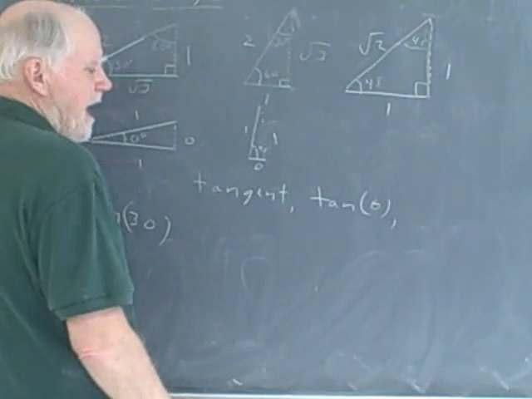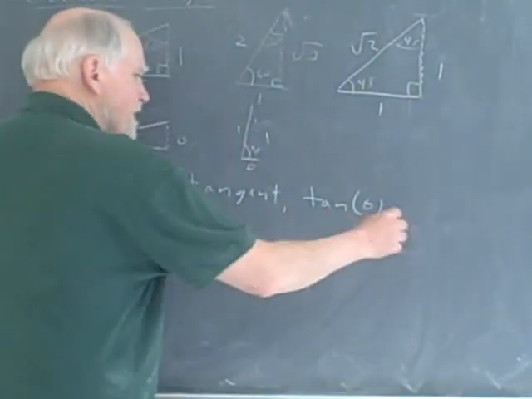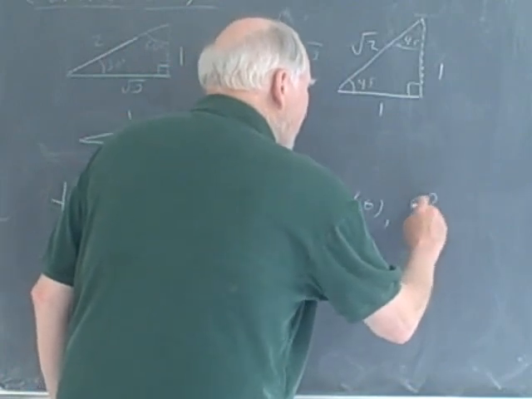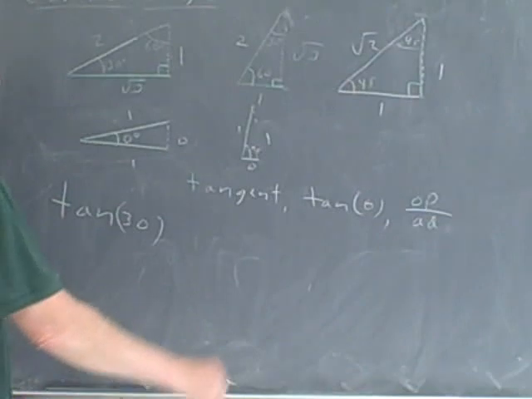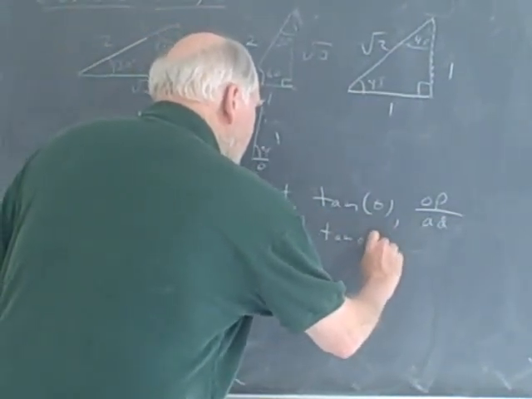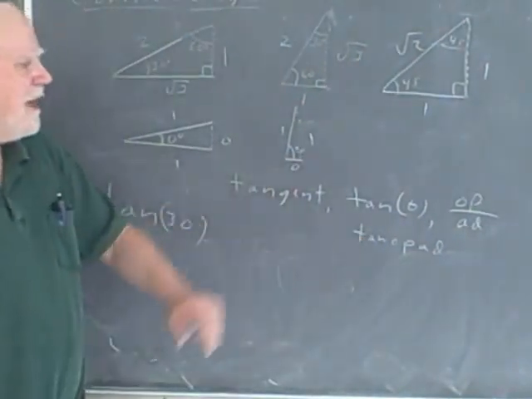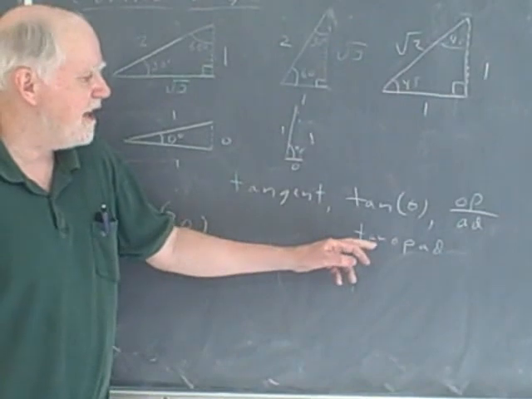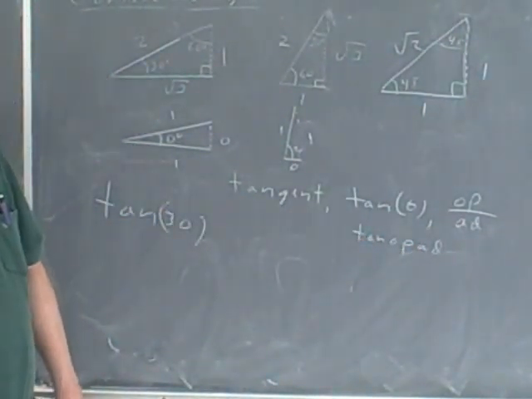And that's defined as opposite over adjacent, tanapad, opposite over adjacent, okay? And the word you use there is tanapad. So you've got 3 words here. Synopy, opposite over hypotenuse, cosody, adjacent over hypotenuse, and tanapad, opposite over adjacent.